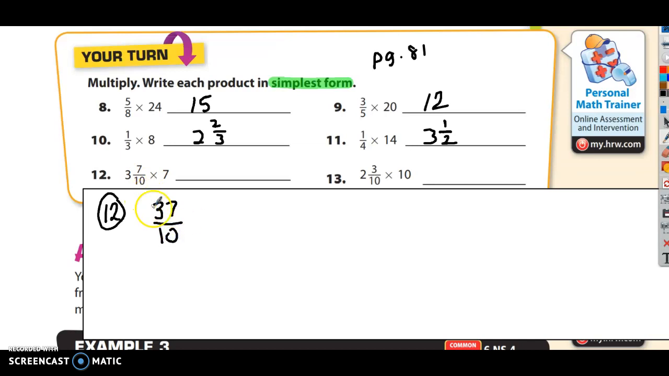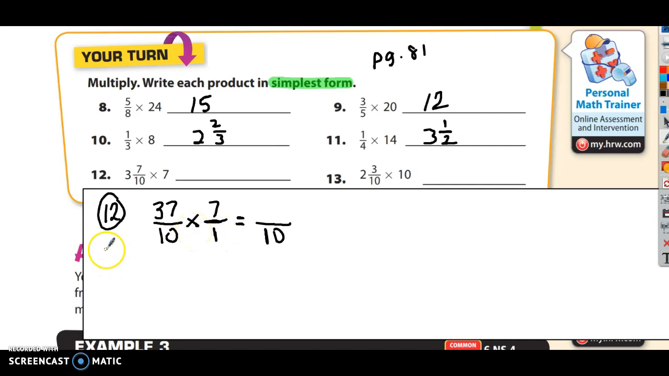Now I just have a numerator and a denominator. I'm going to multiply that by 7 over 1. So this one needs to get changed into an improper fraction, and this one gets changed into a fraction over 1. Now, you can look to see if anything simplifies. 7 and 10 do not. 37 and 1 do not. So I'm going to multiply my numerators together, and I'm going to multiply my denominators together, and that's real simple.